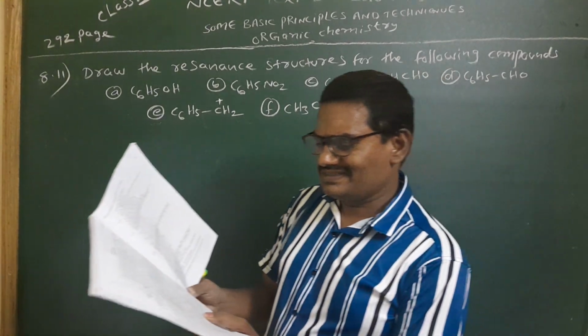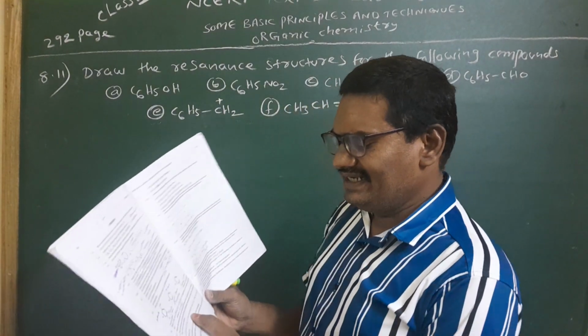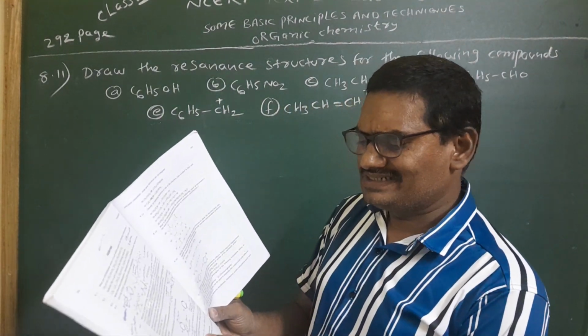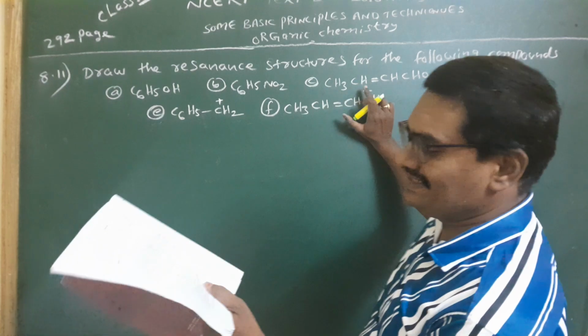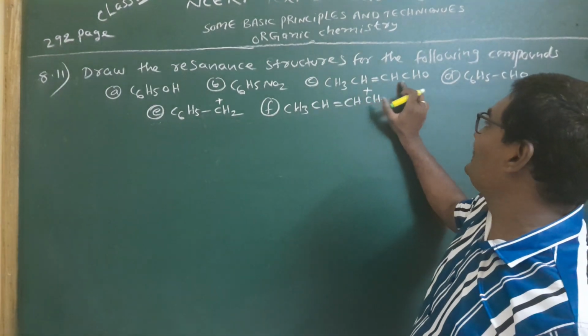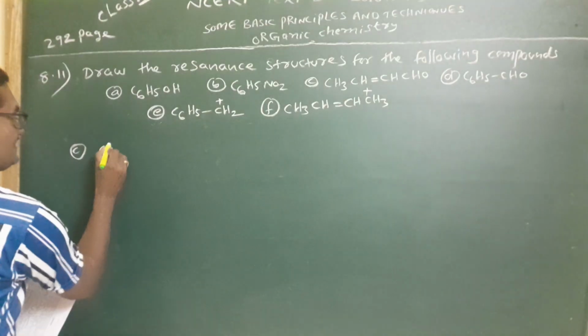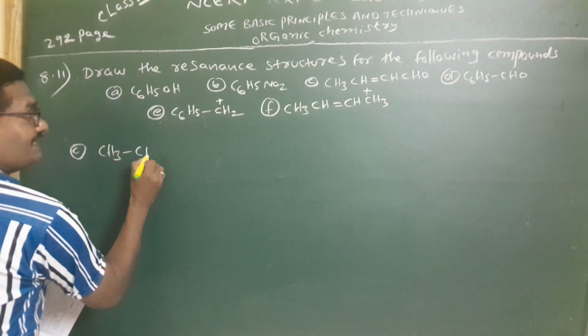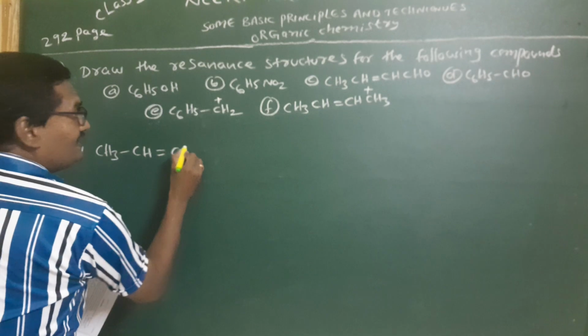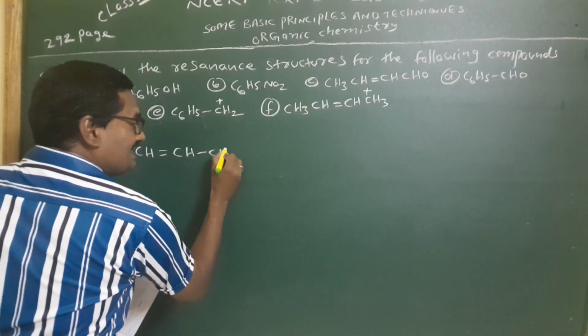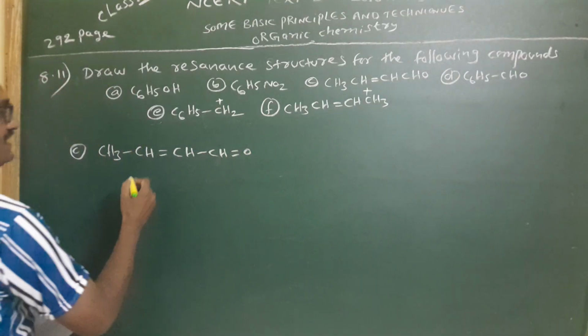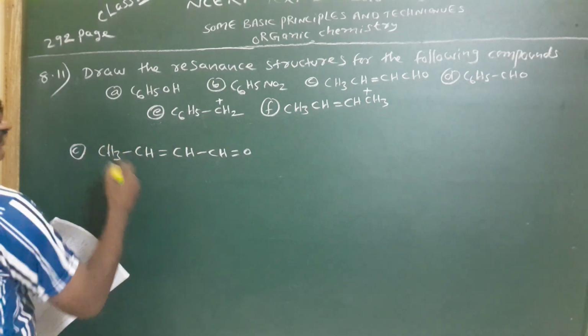Next, third one, C: CH3, CH, double bond, CH, CHO. So its structure is CH3, CH, double bond, CH, CH, double bond. Its name is... 1, 2, 3, 4.